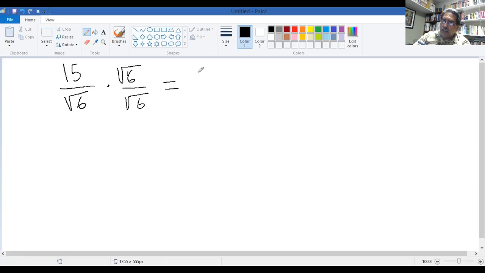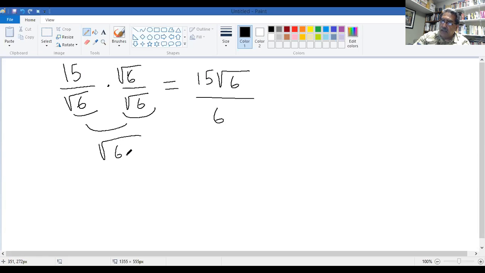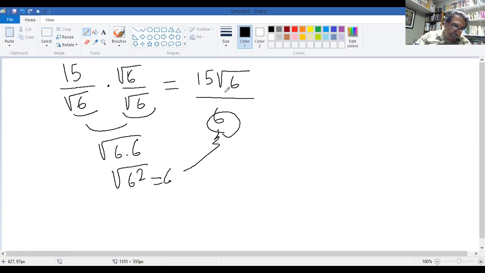So this becomes 15 times the square root of 6. The square root of 6 times the square root of 6 is equal to 6, because it is the same as the square root of 6 times 6, or 6 to the power of 2, which is 6. This comes here, and that's in the top. So we have 15 square root of 6 over 6.